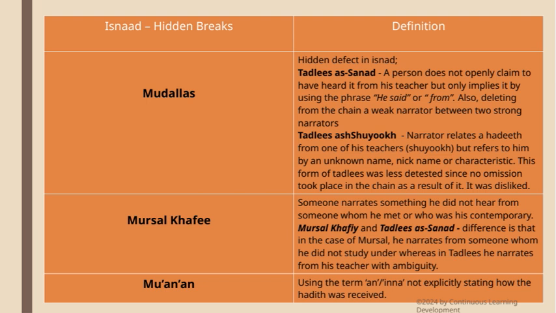Finally, Mu'an'an refers to when a narrator uses terms like 'an' or 'anna' without explicitly stating how he received the hadith. This subtle language can sometimes obscure the exact nature of the transmission. Overall, understanding these concepts helps us evaluate the integrity of a hadith's chain and ensure the authenticity of what we transmit.